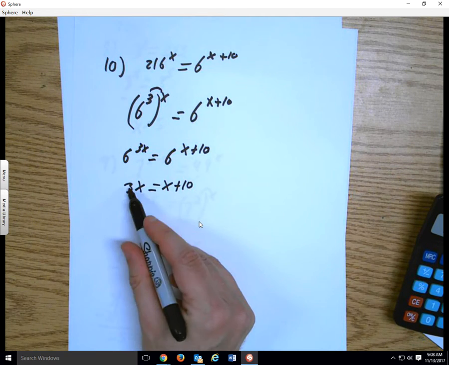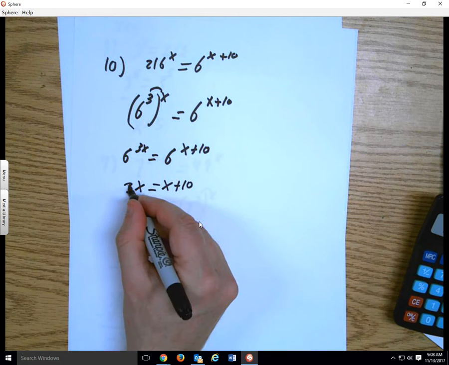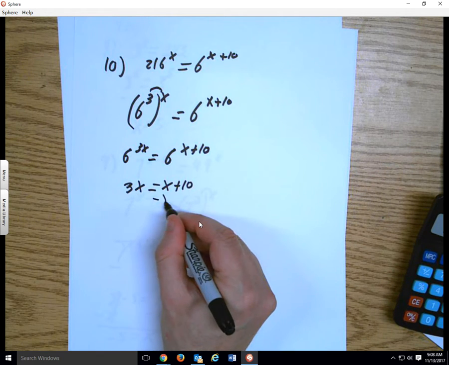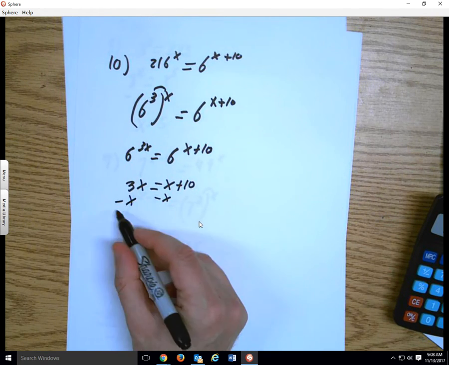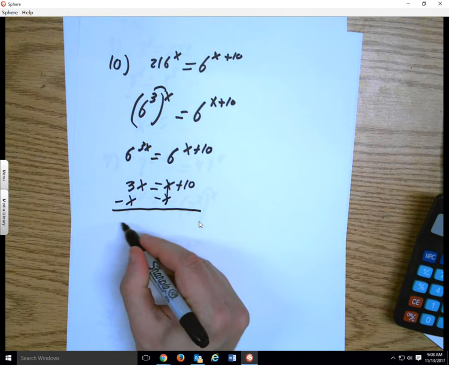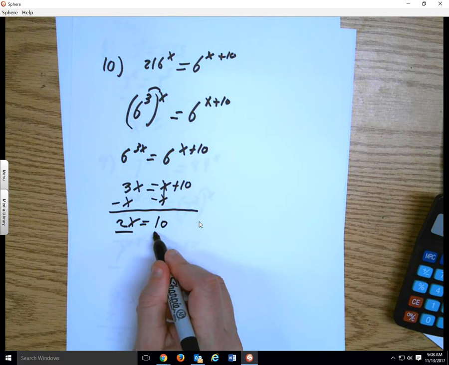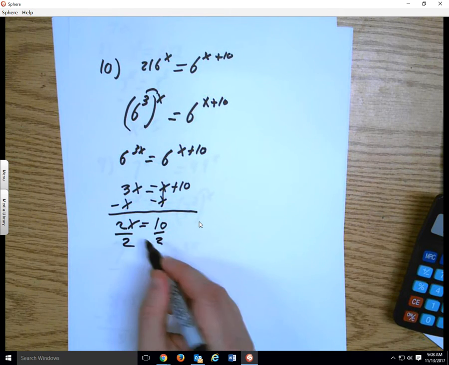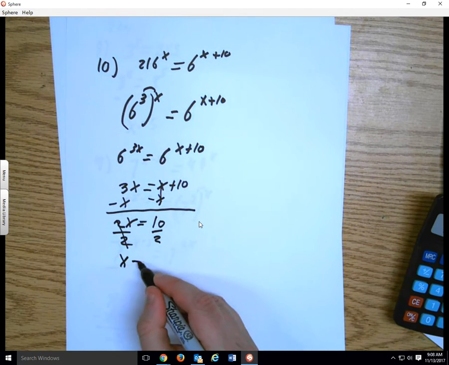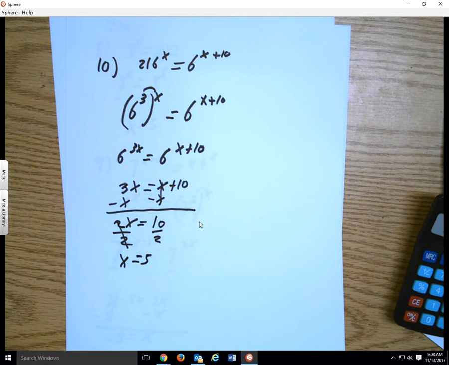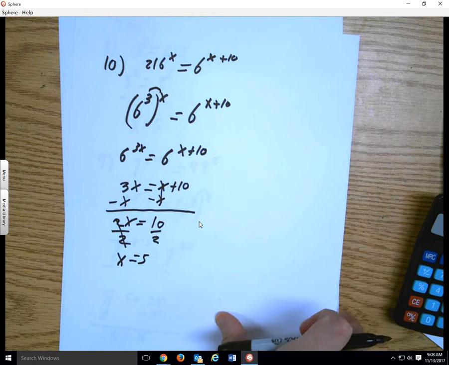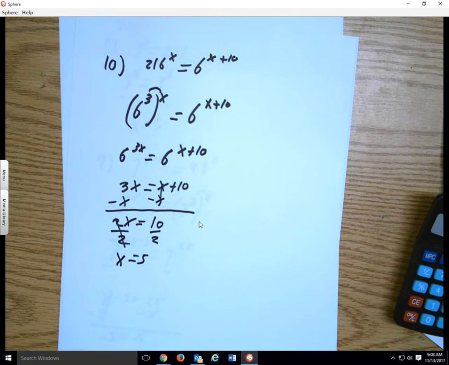Okay, to solve for x, what must you get rid of? Well, let's take away the x on both sides, and it does turn into a 2. And then divide. x would equal 5. Okay, that's number 10. Those are the steps. We'll do number 11.